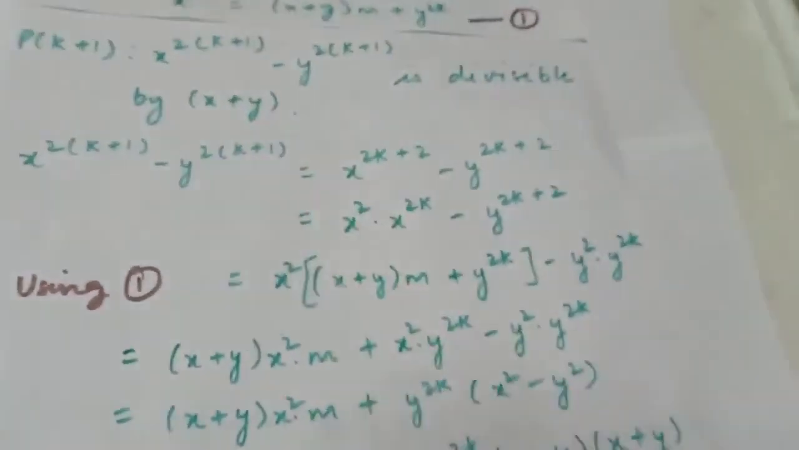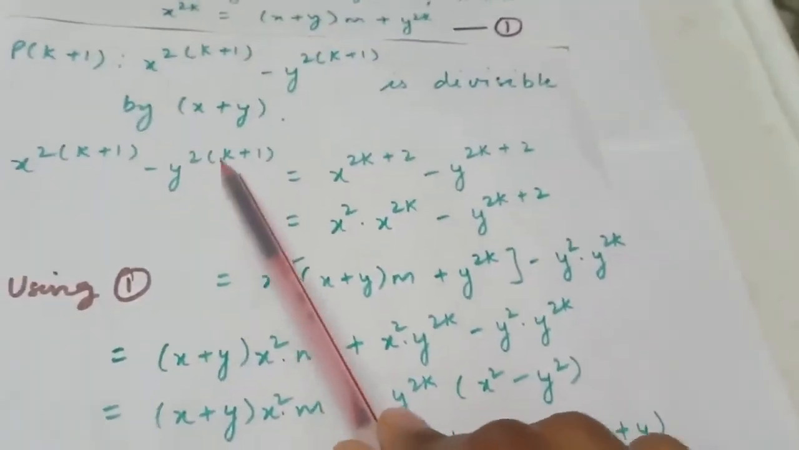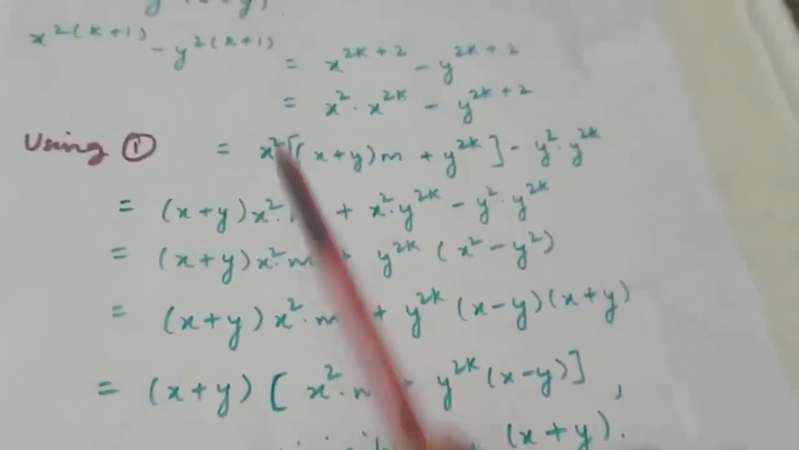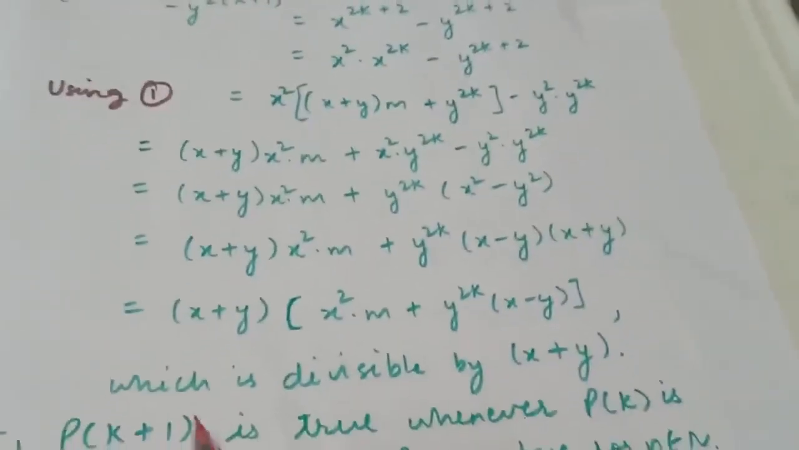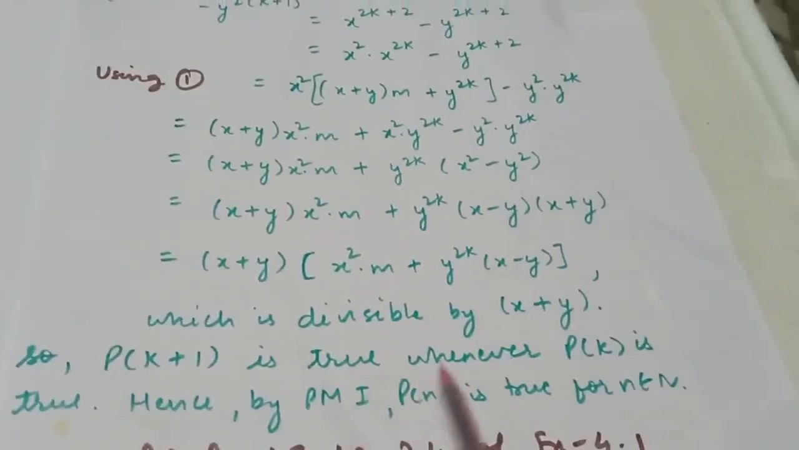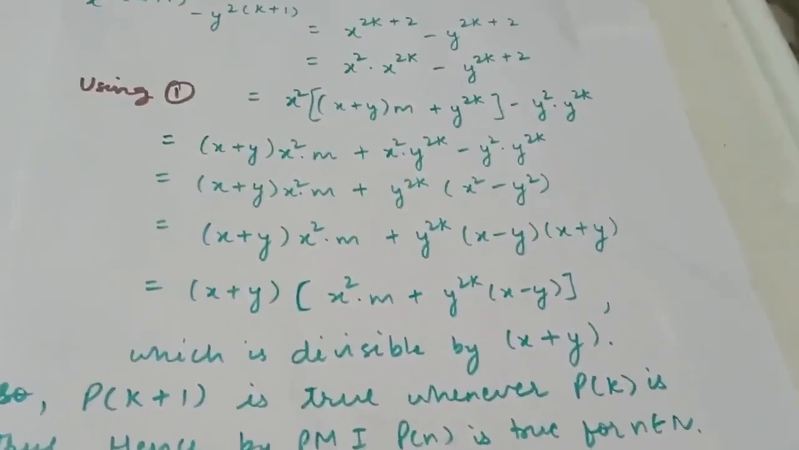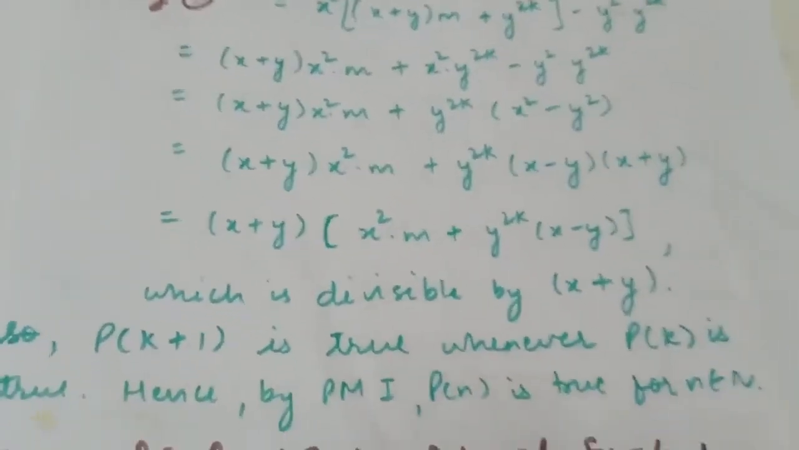So we wanted to show that this is divisible by x plus y, for which we wanted to show that this term is a multiple of x plus y. Now here we can see that this term is multiple of x plus y. So we will write which is divisible by x plus y, and therefore Pk plus 1 is true whenever Pk is true. Hence by PMI, Pn is true for all n belongs to natural number.